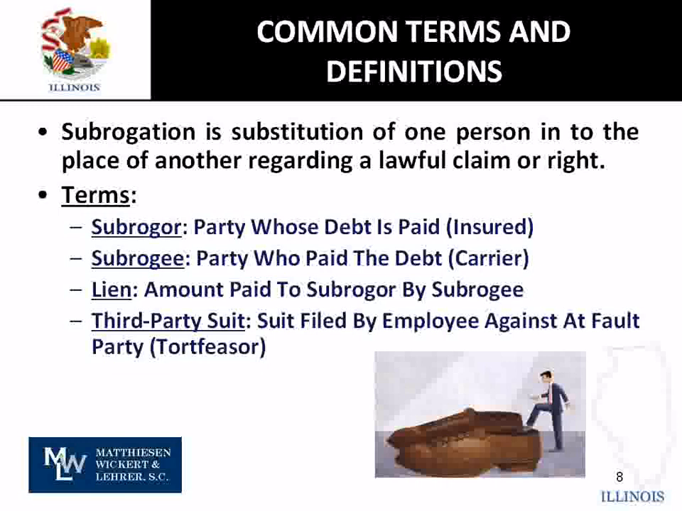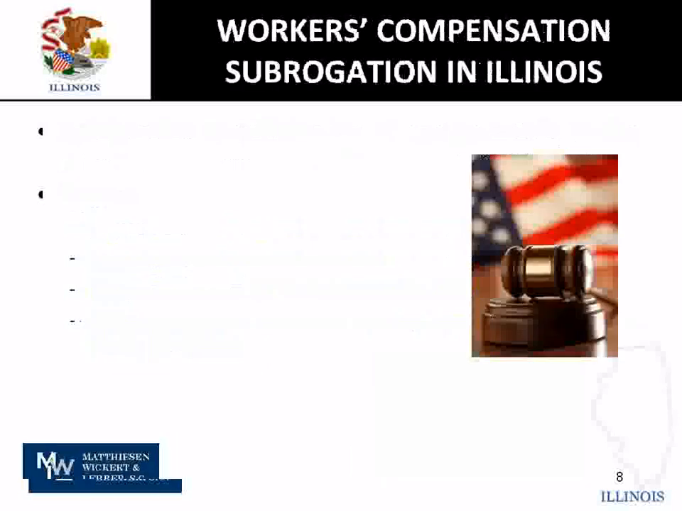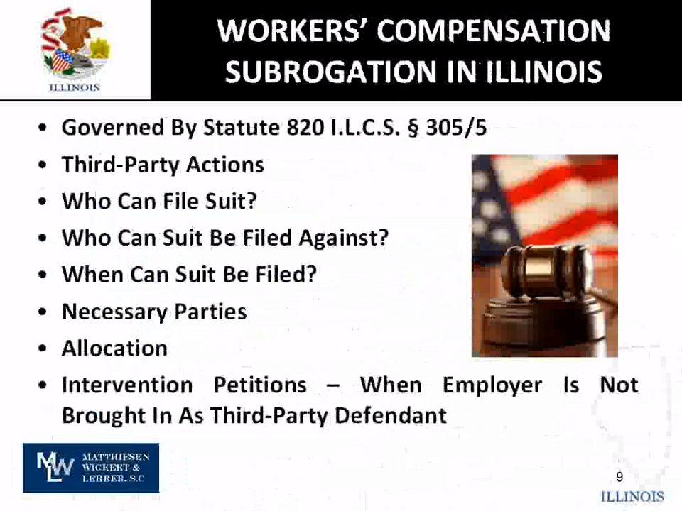Illinois is governed by the 820 ILCS series, and that governs third-party actions. Section 820.305.5 allows the carrier to file suit as subrogee of either the employer or the injured worker, and then you can bring suit against the tortfeasor. Who can suit be filed against? Basically anyone. In an auto case, you're going to look to the other driver. In a product case, you're going to look to the manufacturer, distributor, component part manufacturers, and in construction cases, of course, the general contractor, owner, architect, other subcontractors.